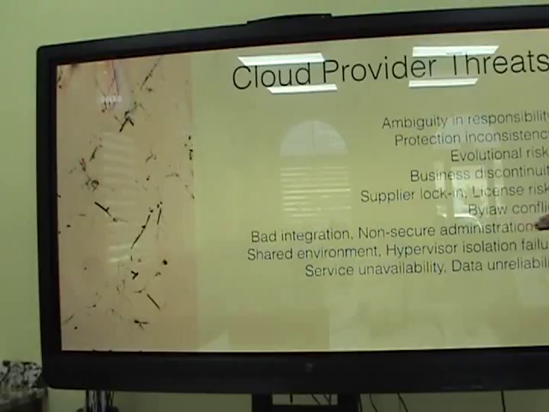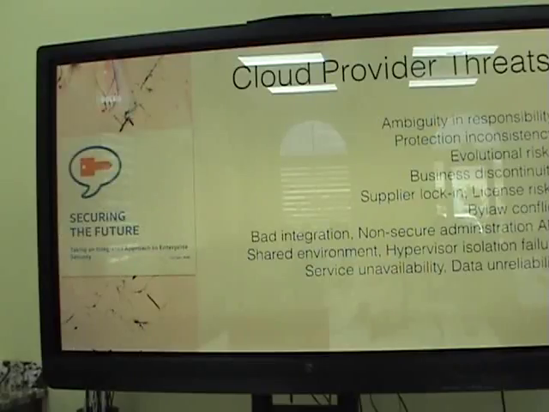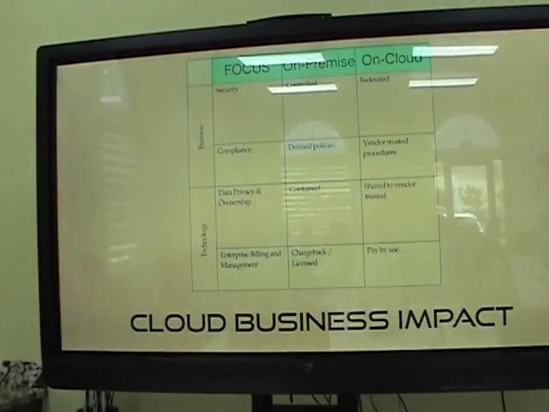And then you have bad integration, non-secure administration APIs. This is very normal. Every application has administration APIs, and they don't even have HTTPS on it. Anyway, I don't want to belabor this, but this is something that you have to understand.